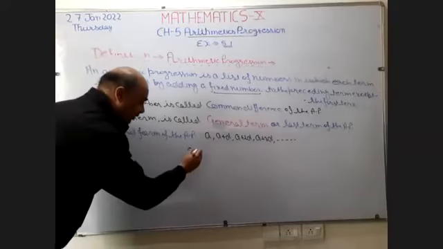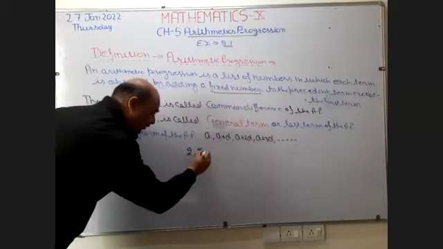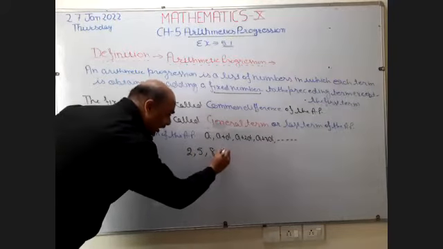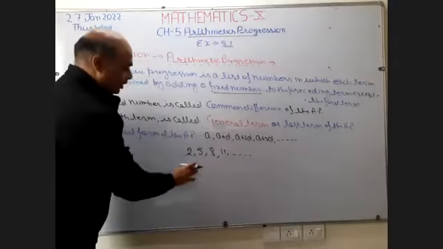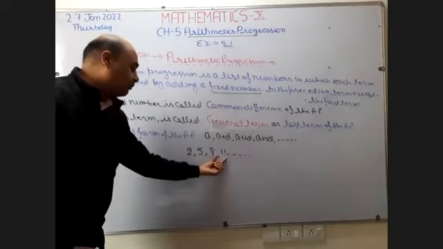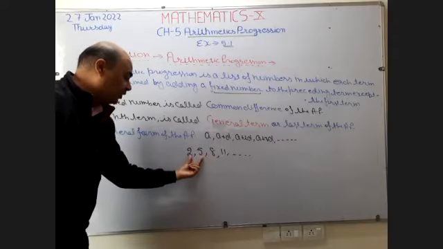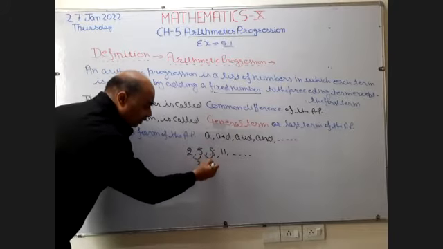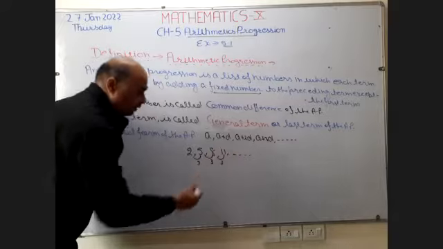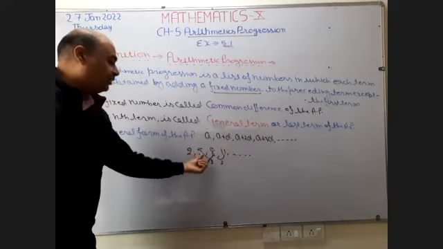So I write here 2 plus 3, 5. 5 plus 3, 8. 8 plus 3, 11. This is the sequence, since the difference between all the numbers remains the same. What is the difference between these two terms? 3. What is the difference between these two terms? 3. What is the difference between these two numbers? 3. So each number is obtained by adding the fixed number.